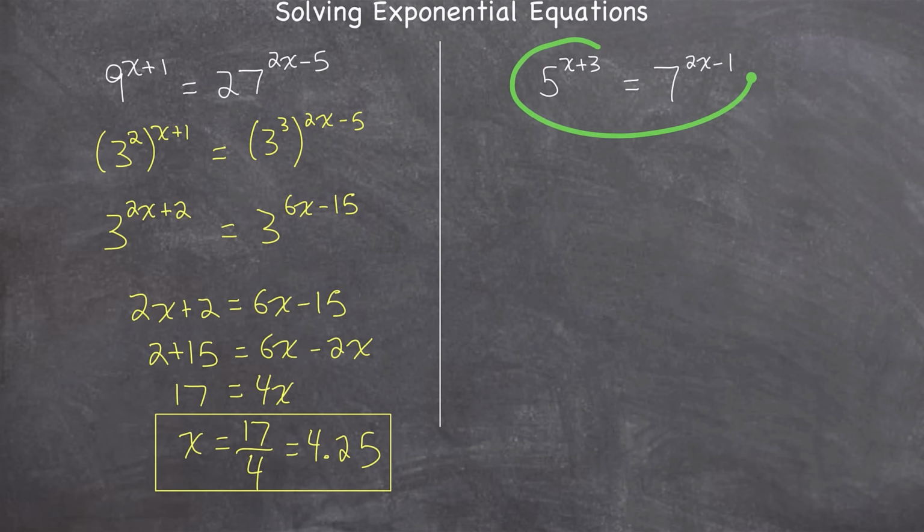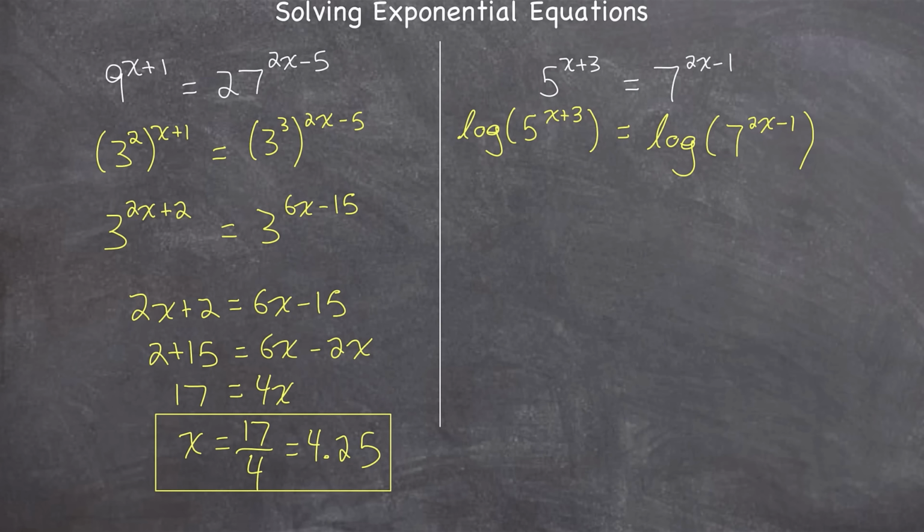Now let's look at the second equation. It would not be easy to rewrite 5 and 7 as powers with the same base. So instead, we'll use a different strategy. We'll make use of the log function. We'll start by taking the logarithm of both sides of the equation, and then using some log rules, we'll be able to solve this equation.